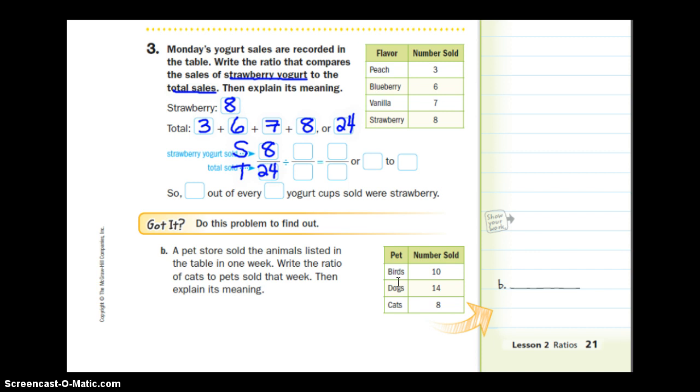And we know that they have 8 in common. So the greatest common factor of 8 and 24 is 8. Oh, hey, we use greatest common factor. So 8 divided by 8 is 1. 24 divided by 8 is 3. So we know that they sell 3 strawberries out of the total sales. So 1 strawberry to 3 total sales. So 1 out of every 3 yogurts that are sold were strawberry.